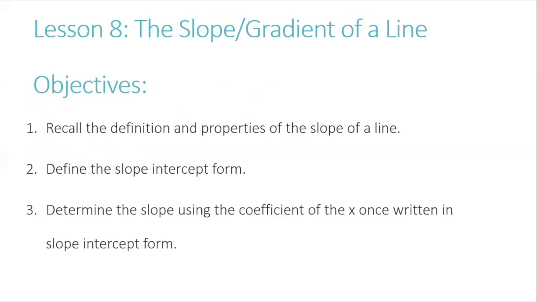So our lesson objectives for today are: objective 1, recall the definition and properties of the slope of a line. Second objective, define the slope-intercept form. And our third objective is to determine the slope using the coefficient of the x once written in slope-intercept form.